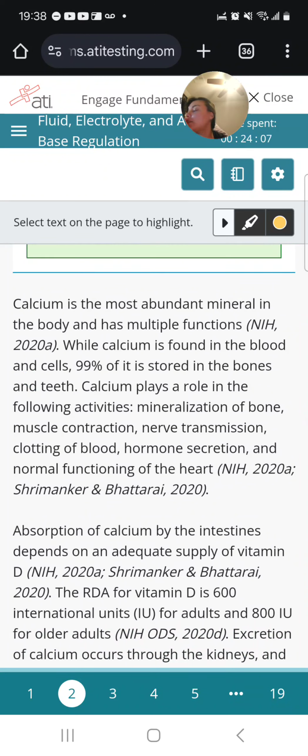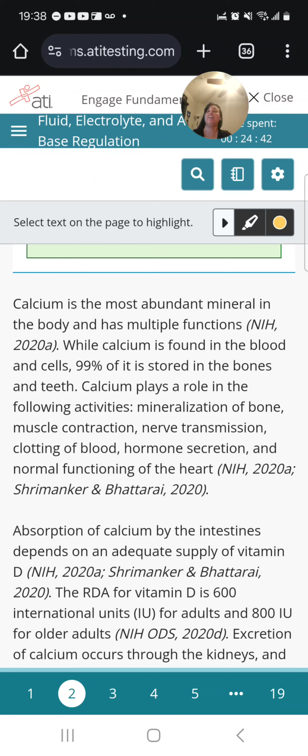So let's talk about calcium now. Calcium is the most abundant mineral in the body and has multiple functions. While calcium is found in the blood and cells, 99% of it is stored in the bones and teeth. Calcium plays a role in the following activities: mineralization of bone, muscle contraction, nerve transmission, clotting of blood, hormone secretion, and normal functioning of the heart.